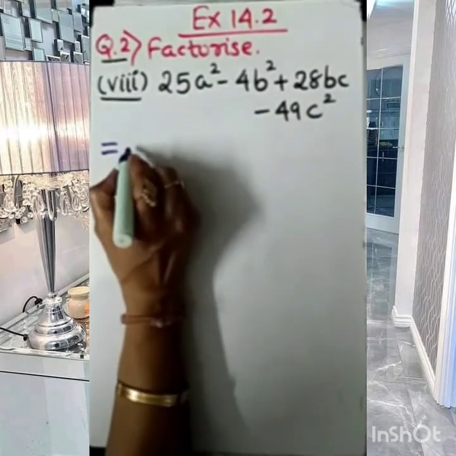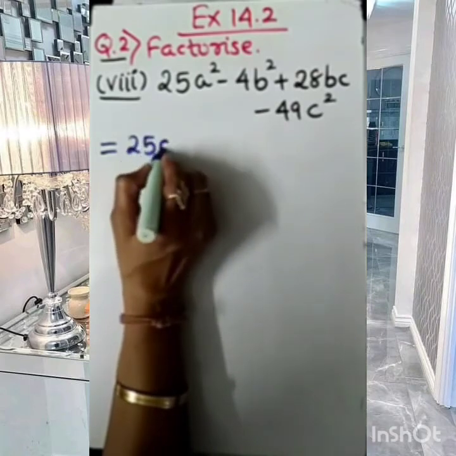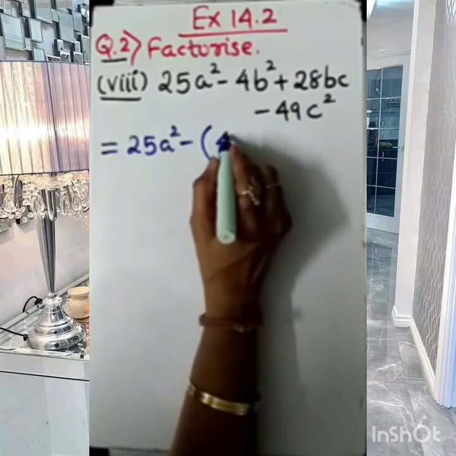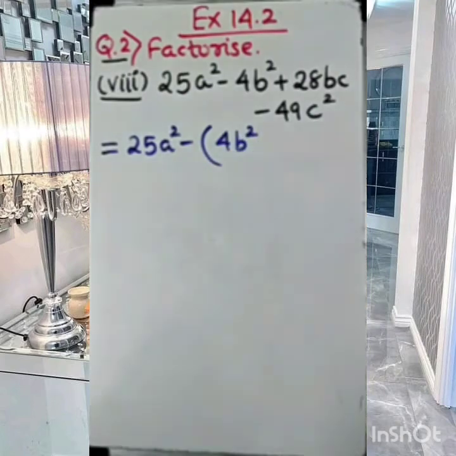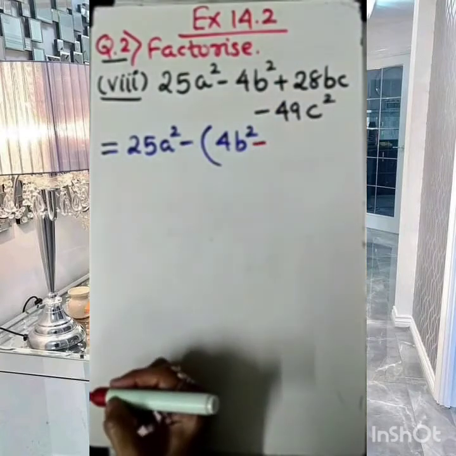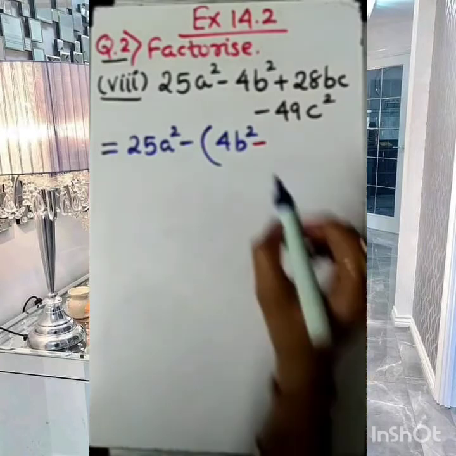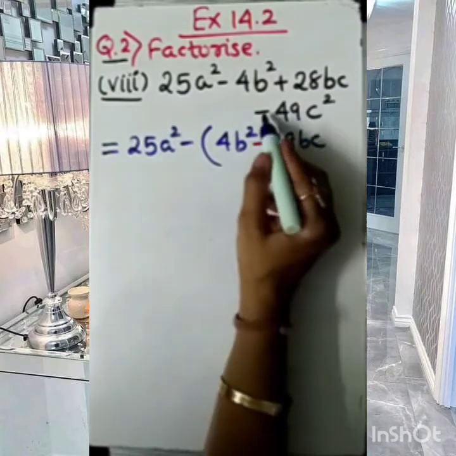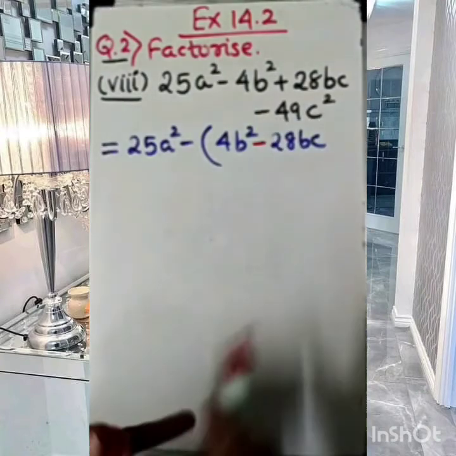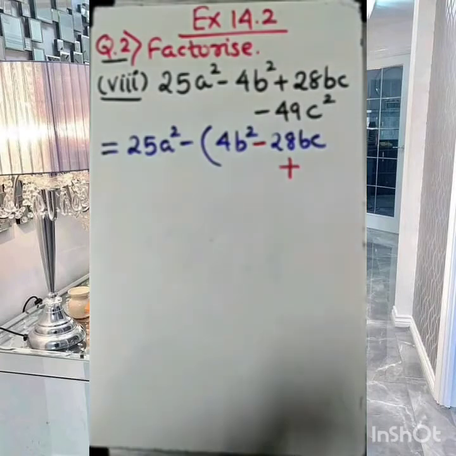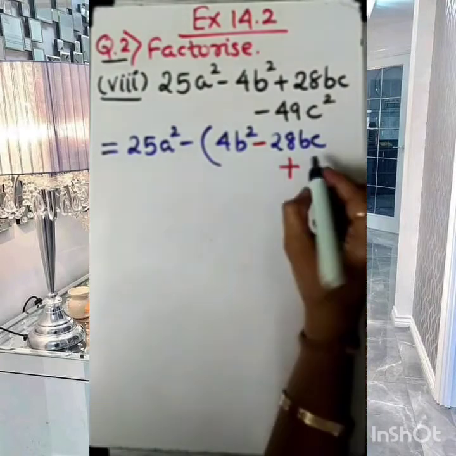So in the beginning step, I am writing this 25a square minus. Let me write all this term in bracket. As usual, you know, dear student, if minus is outside the bracket, I need to change this sign. So this plus will become minus. So I need to mention here this plus is minus 28bc. What about this minus? That will become plus. So I need to mention plus 49c square. So let me write it here.